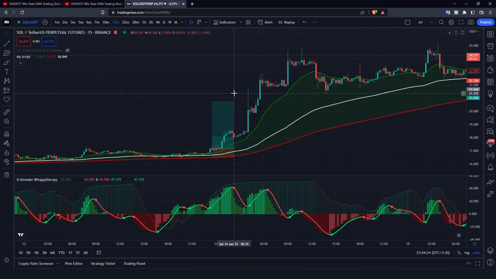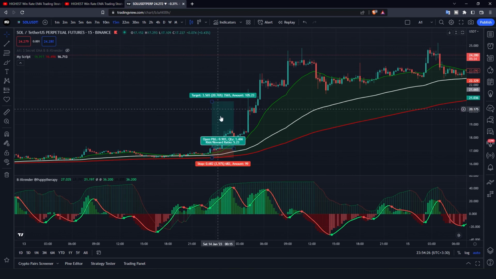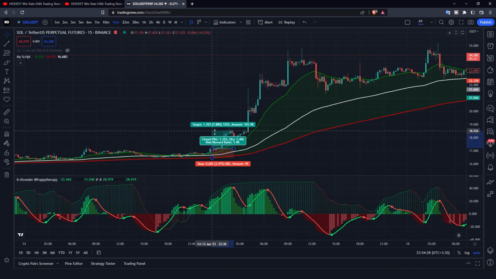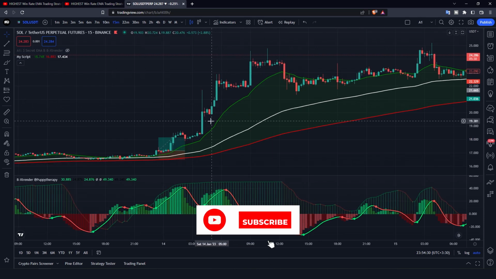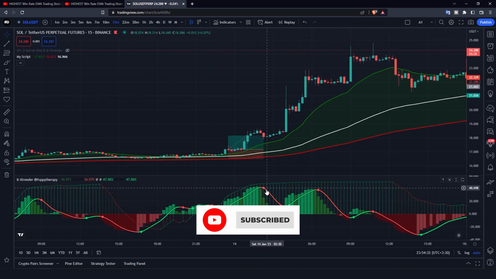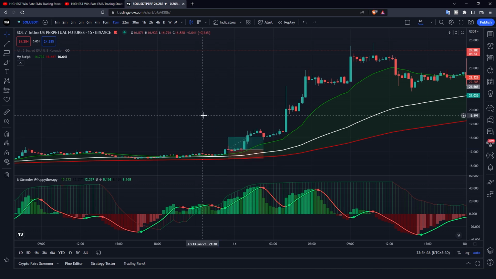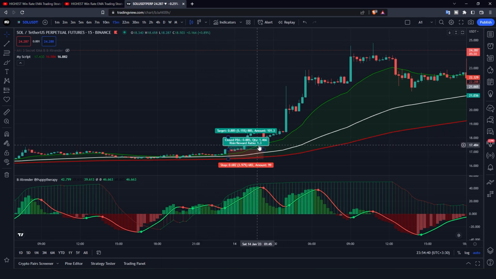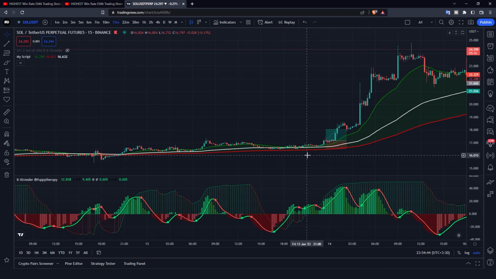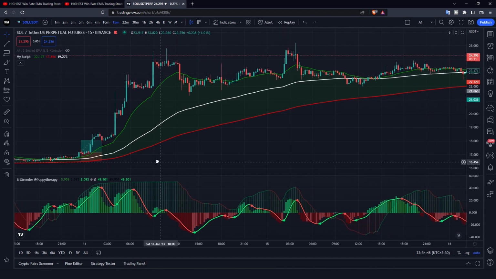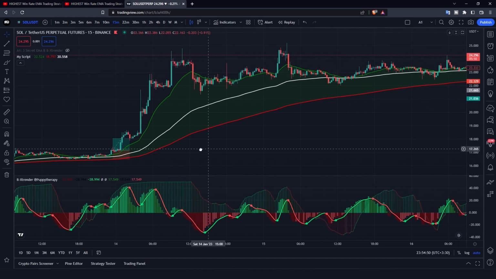This is an example of a long position. As you can see, we have the red circle signal in here, and we stop here, and the risk to reward ratio is 1.3. We have 1.3 risk to reward ratio, and this was the example of a long position.